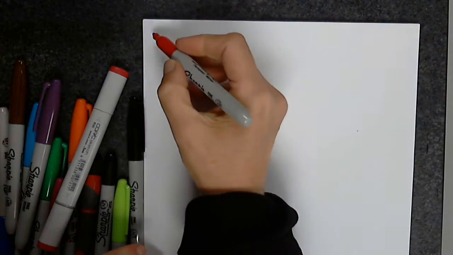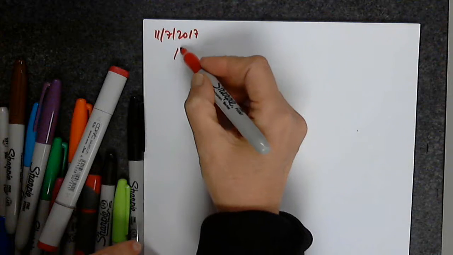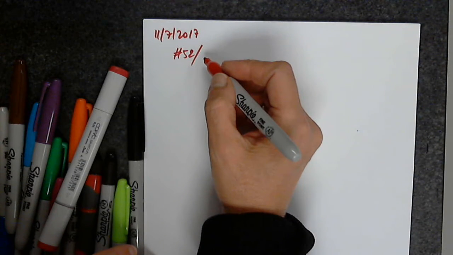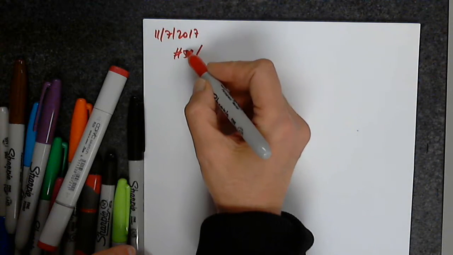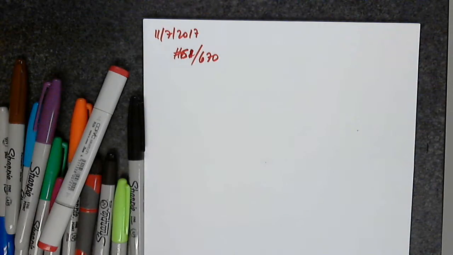The 7th. And we were looking at 52, you said, page. Actually, we did 58 last time, but I think number 61 on 670 is the same. So 61 on 670, very good. 670.